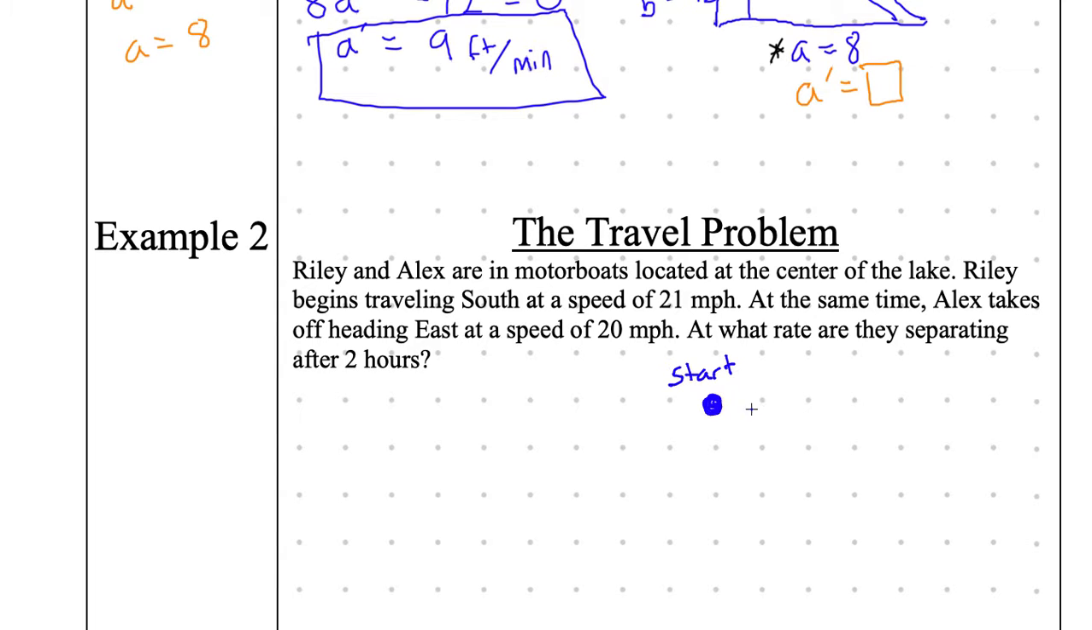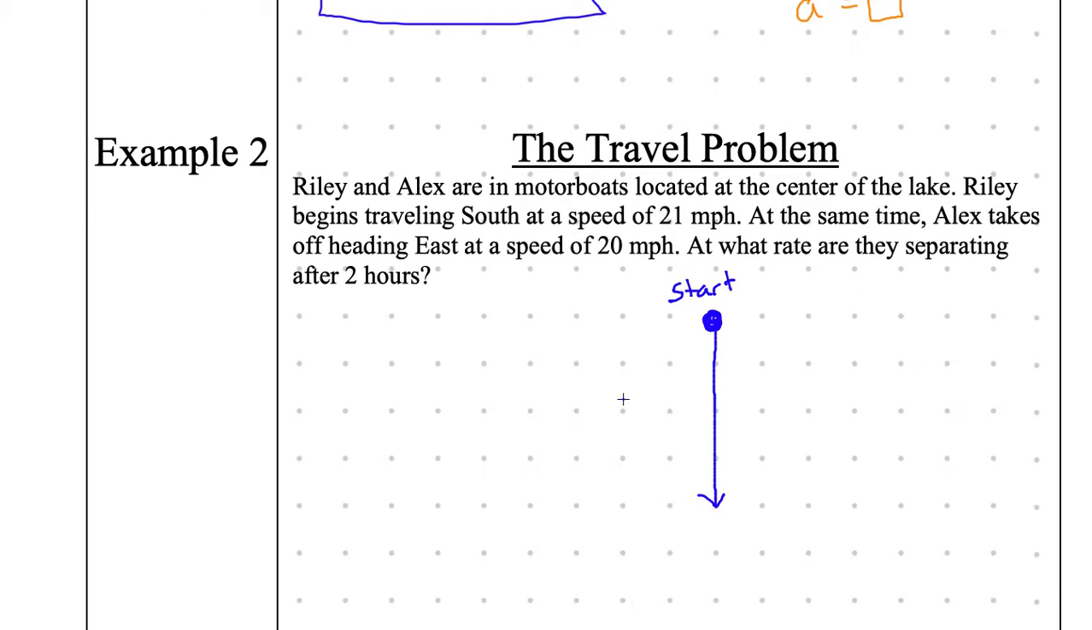It looks like Riley's going to go south, so Riley, you're going that way at 21 miles per hour. Do you want to make this positive 21 or negative? It doesn't really matter for the signs; we just need to know what it means at the very end. Our end answer should be positive because they're still separating. So B prime is equal to 21.